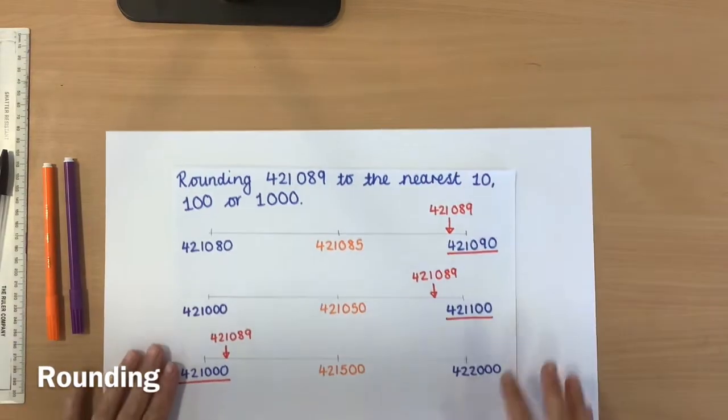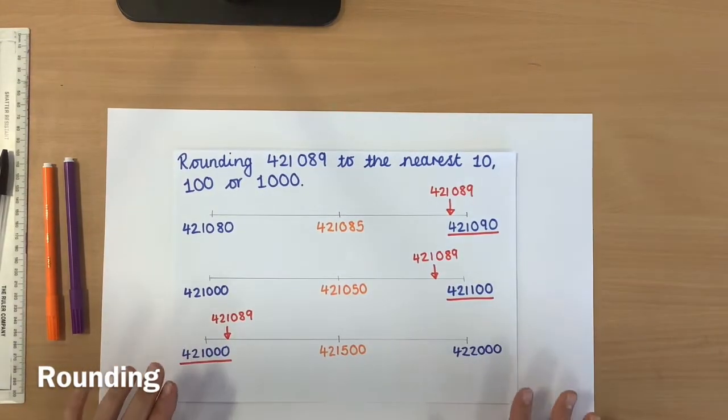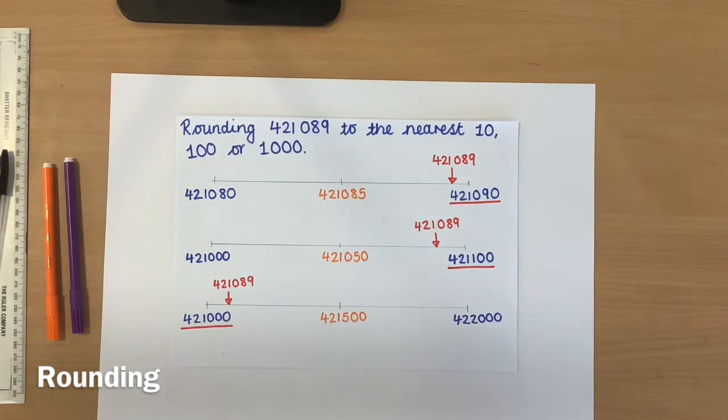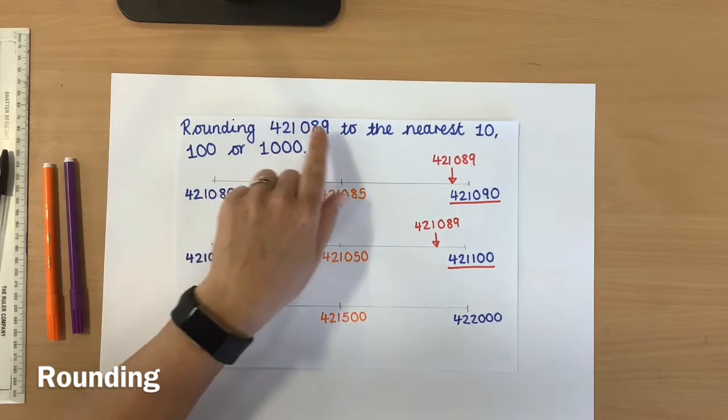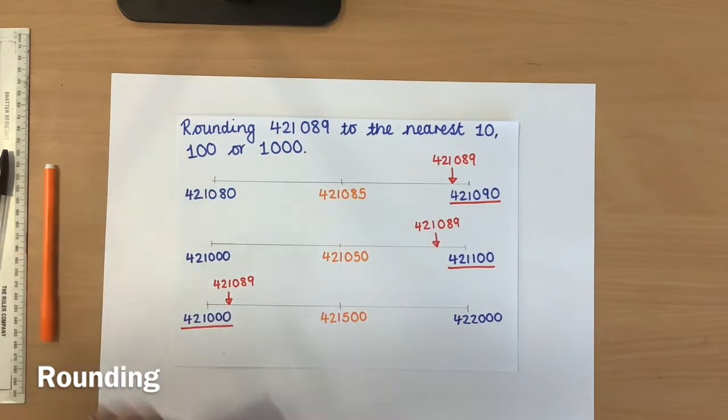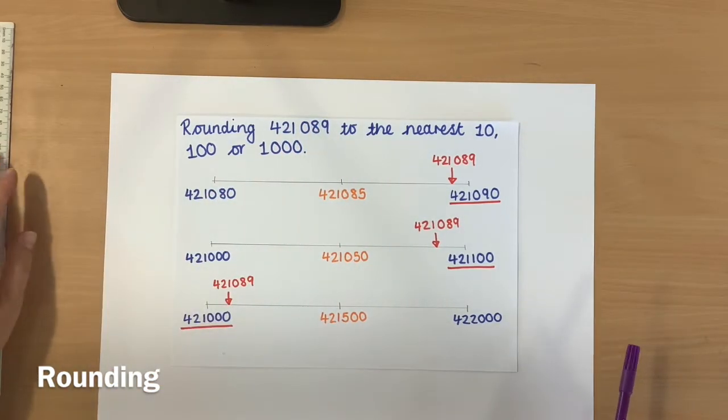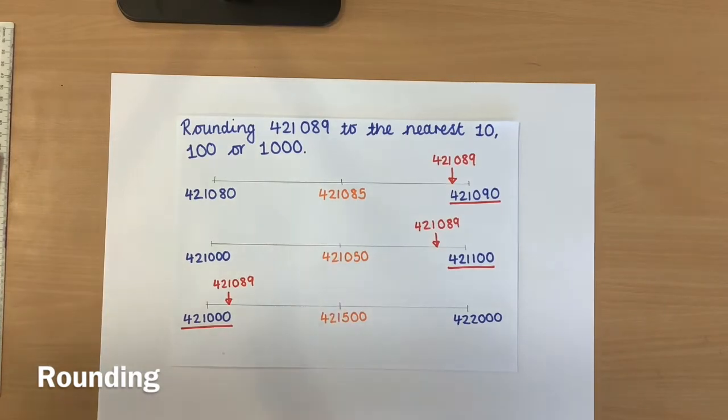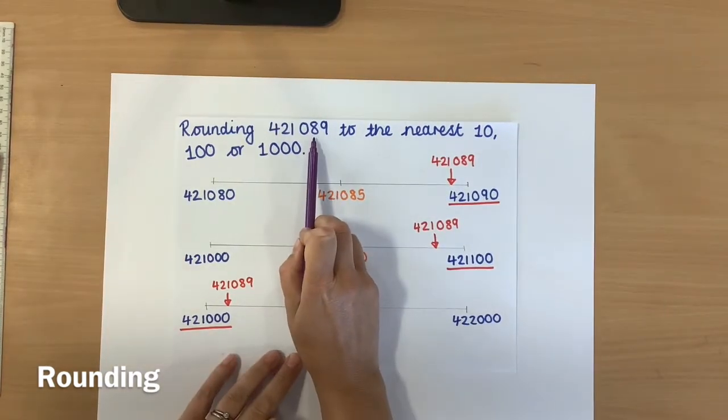Okay, another one for you just to show you a little example, and then we'll do a couple together. This time we're going to go with a slightly bigger number. So rounding the number 421,089 to the nearest 10, 100 or 1,000. Well, it doesn't really matter how big the number is, it's just the digits here that we're looking at. So, first of all, to the nearest 10. Well, if you take this number, the tens digit is 8.